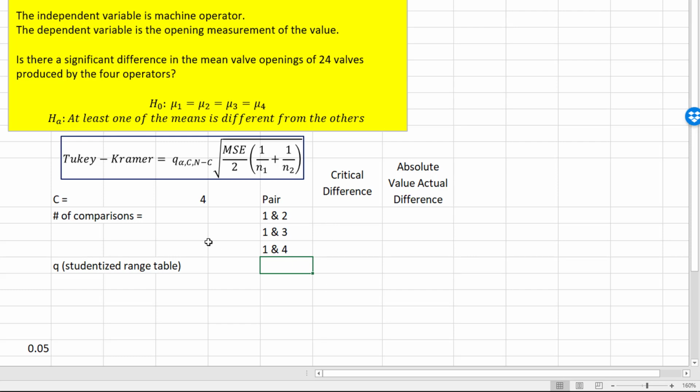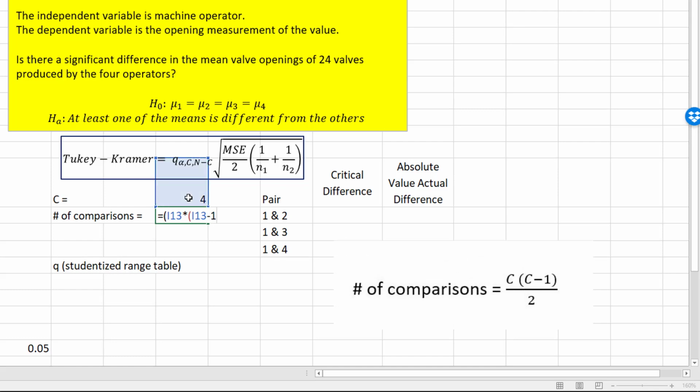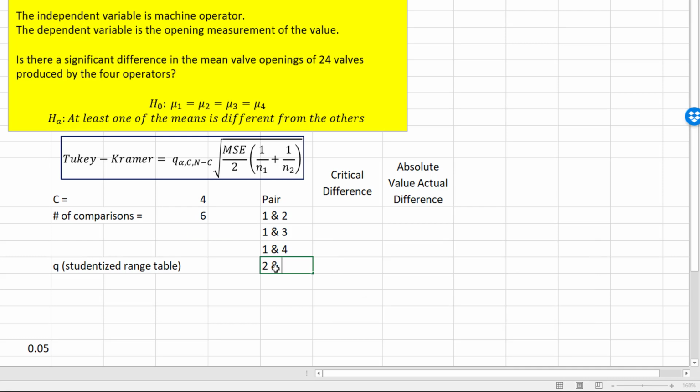But to be sure that I get all of these, I can get the number of comparisons with a formula. The numerator is the number of classifications that I have, there's 4 different machine operators, times the number of classifications minus 1, and then all of that divided by 2. So this tells me when I list these, I better have 6 of them. Then I know I could compare 2 with 3, and 2 with 4, and then 3 with 4. So 1, 2, 3, 4, 5, 6.